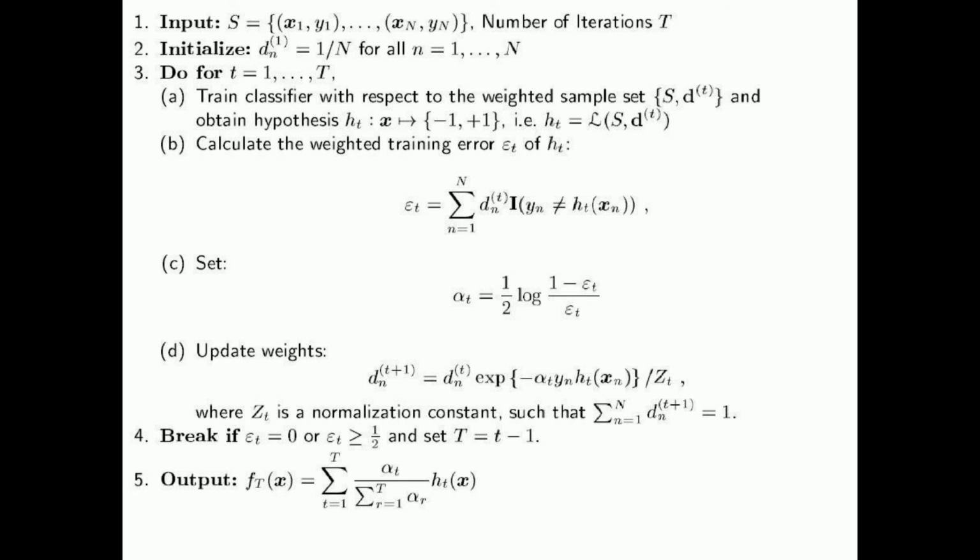So d n t plus 1 is equal to d n t times exponential of minus alpha t y n h t of x n, divided by Z t, where Z t is the normalization constant, such that the sum of d n t plus 1 is equal to 1. And we break if epsilon t is equal to 0 or epsilon t is greater than or equal to half, and the output is the summation of alpha t into h t of x, divided by the summation of alpha t.